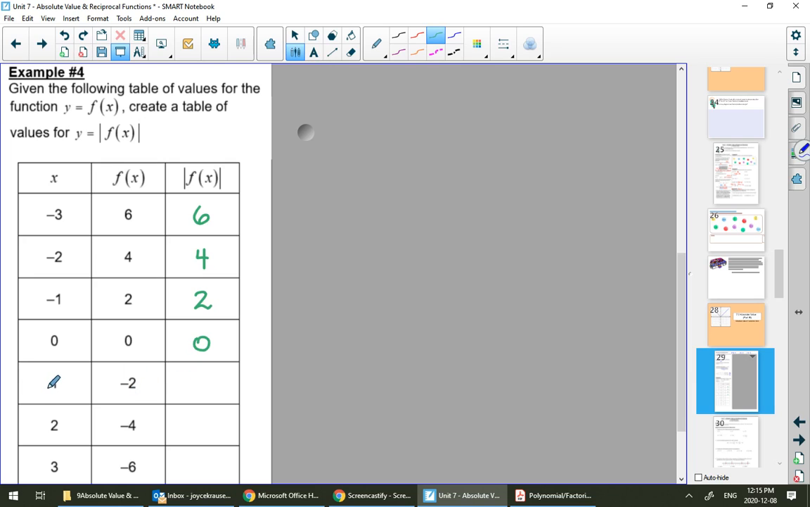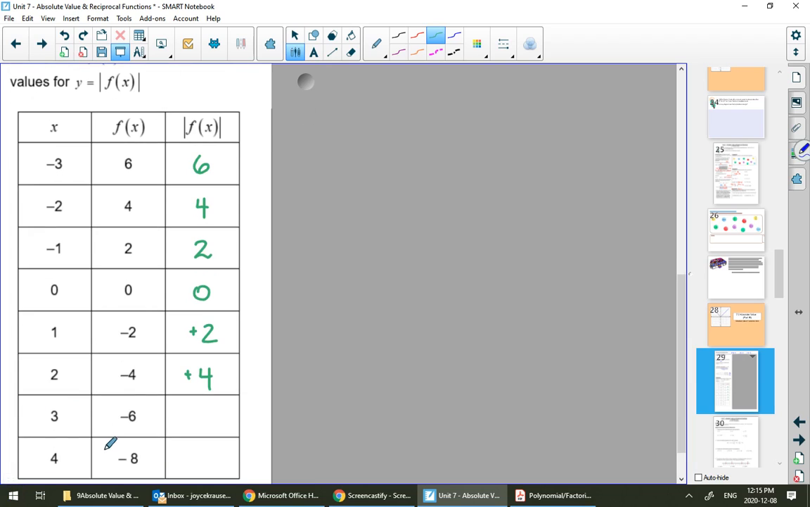1, -2 now becomes 1 and +2. 2 and -4 becomes 2 and +4. 3 and -6 becomes 3 and +6. And 4 and -8 becomes 4 and +8. If you take a look here, all of our positive values have stayed positive. So 6 stays 6, 4 stays 4. But as soon as we get into those negative y values, all of our negative y values have now become positives. So all of our parts of the graph that would be in the negatives for y have now moved into the positives for y.